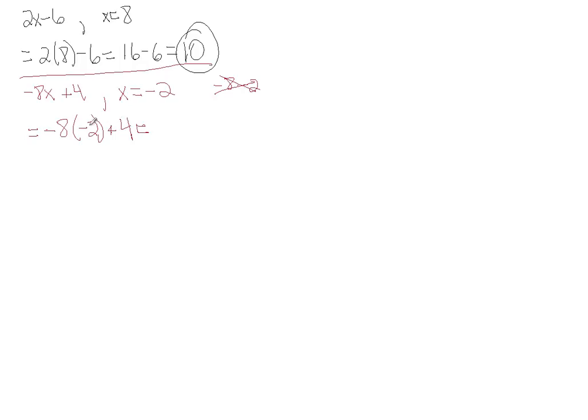Okay, so let's carry out our operations. We have a minus 8 times a minus 2. A negative and a negative gives us a positive. 8 times 2 is 16. Then we have plus 4. 16 plus 4 is 20. So when we let x equal minus 2, this expression has a value of 20. Let's do a few more of these.